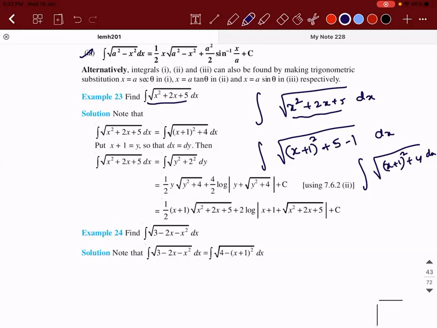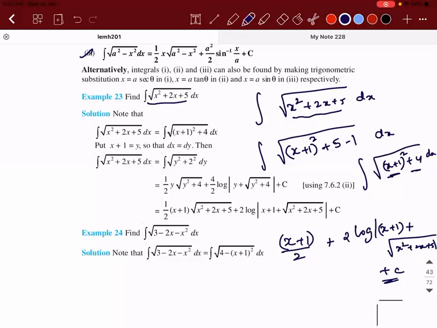Correct? So this is of which form? Root of x square plus a square. So what is the answer? x by 2, that is x plus 1 by 2, plus a square by 2, that is 4 by 2, log of x plus root of x square plus 2x plus 5 plus c. Did you understand what I did? Did everyone understand how I applied the formula? Yes, sir. Very good. So please make a note.